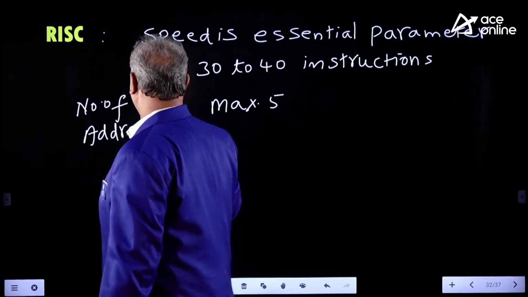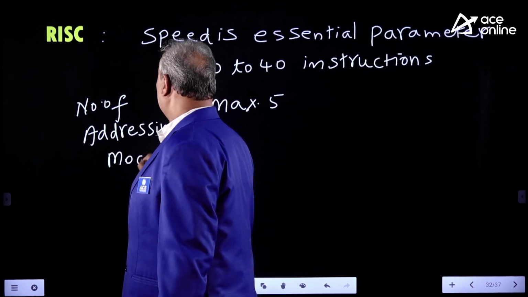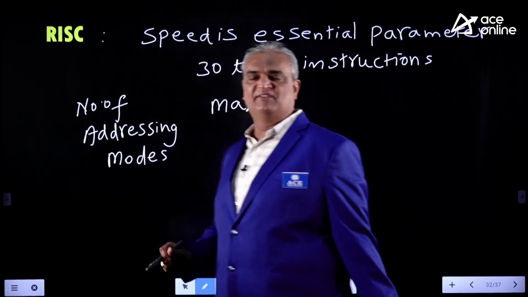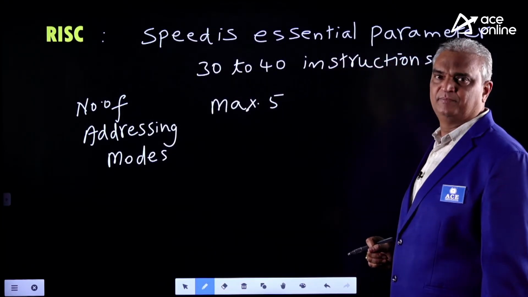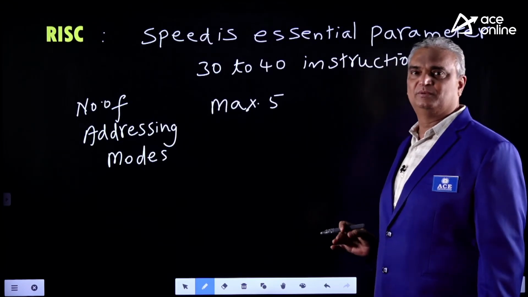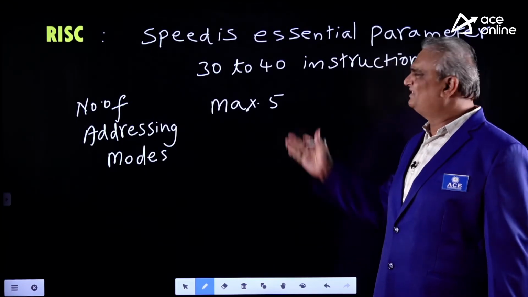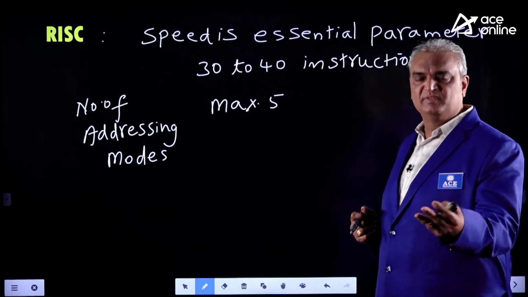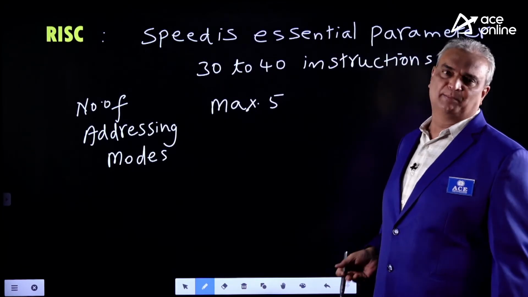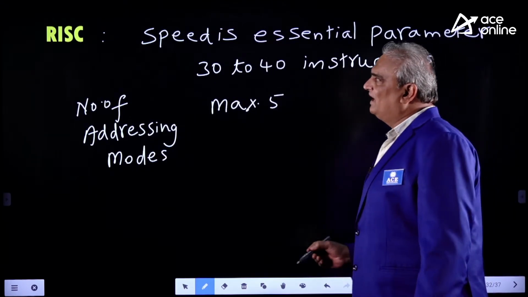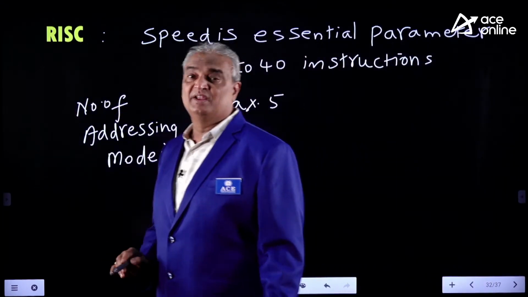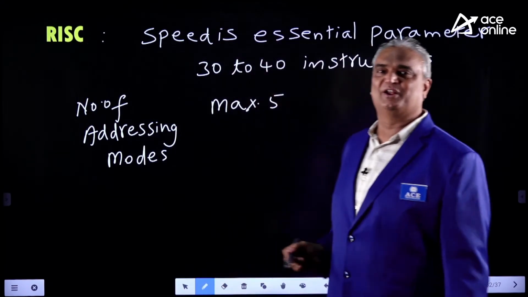Then effective address computation becomes easy. That's why it is fastest. But it is not suitable for most real-time applications. Generally, it is used in digital signal processing applications, because speed is an essential parameter, and because of its fastest nature, it is designed with hardwired control unit.